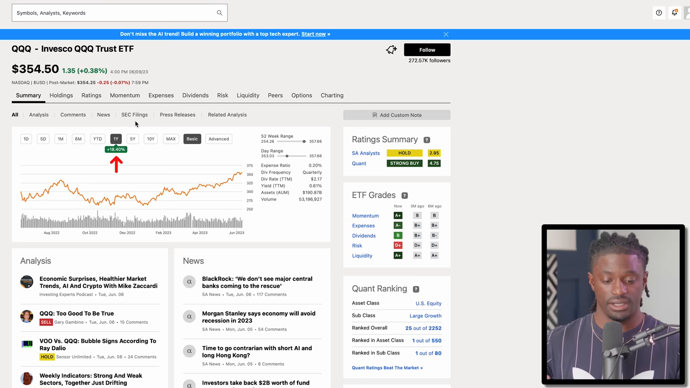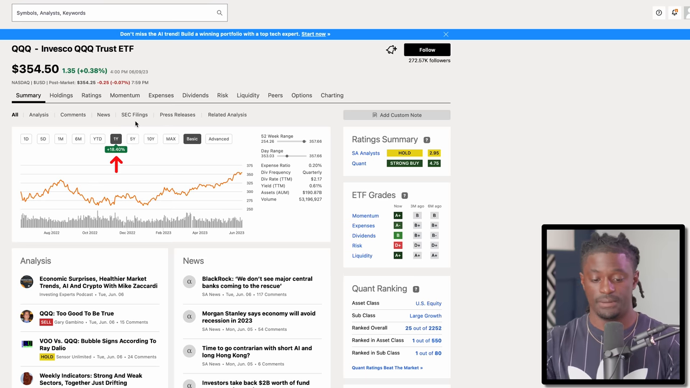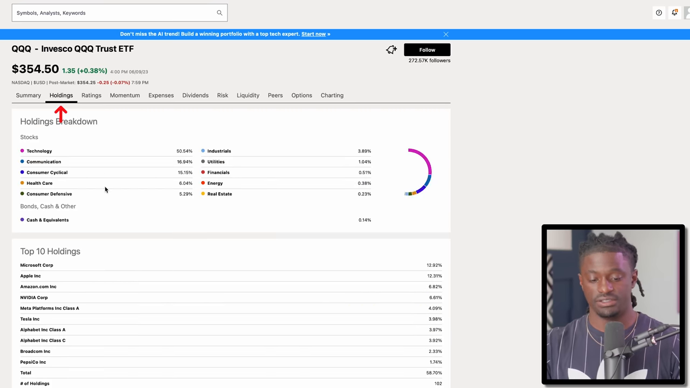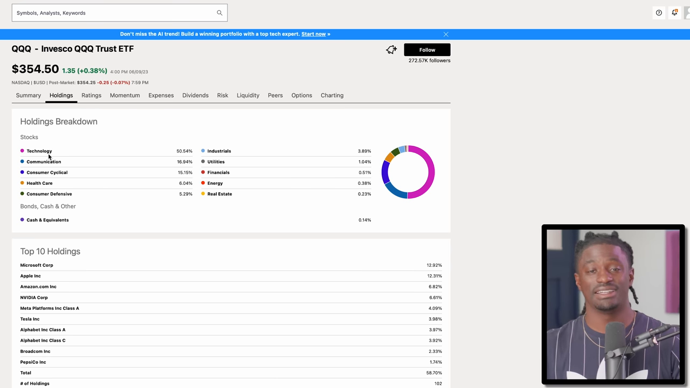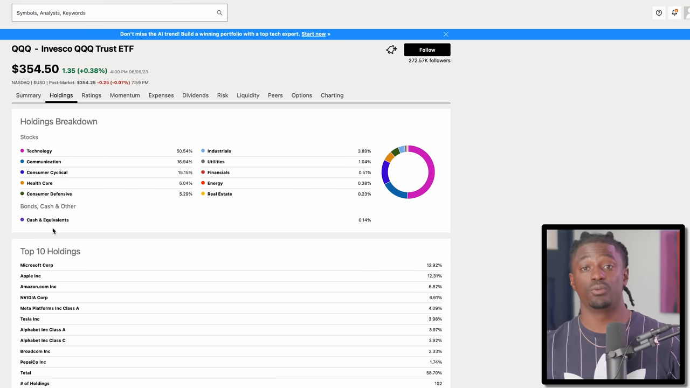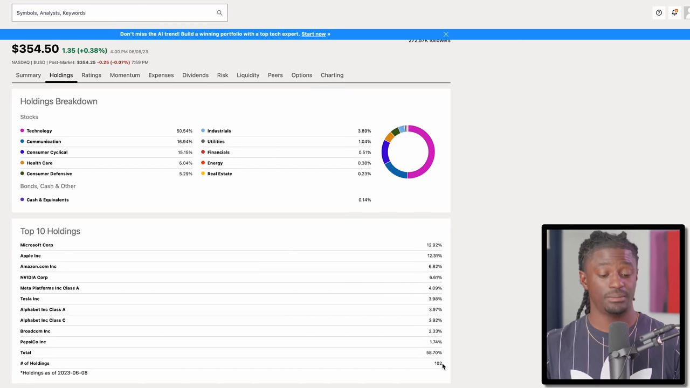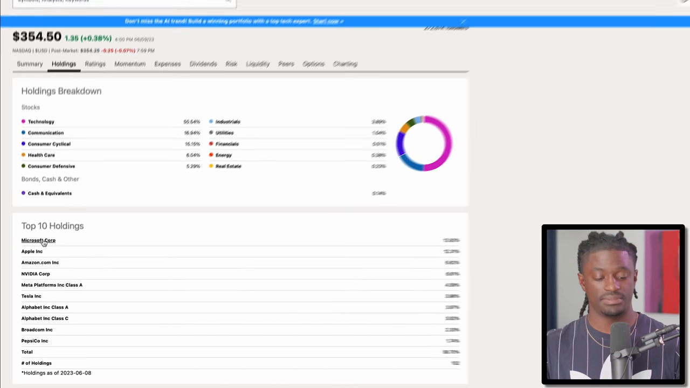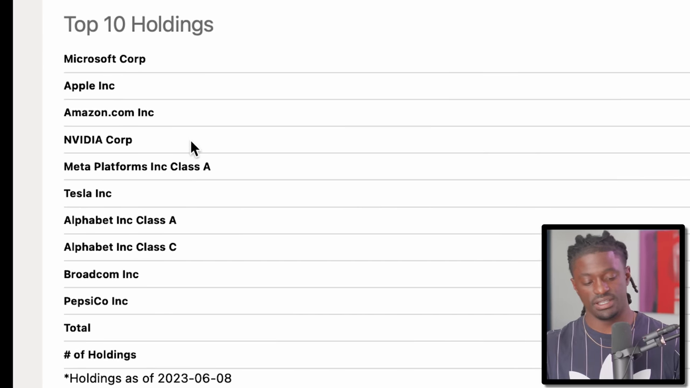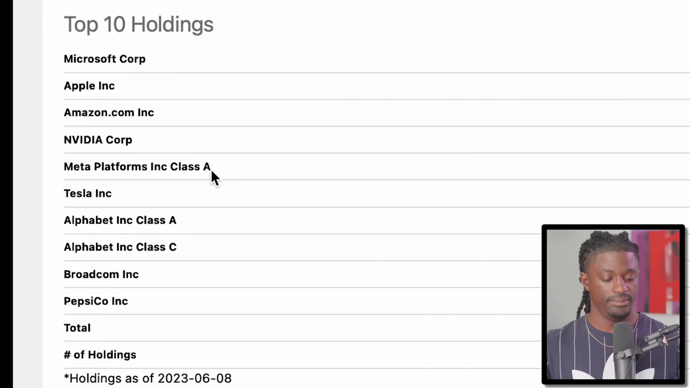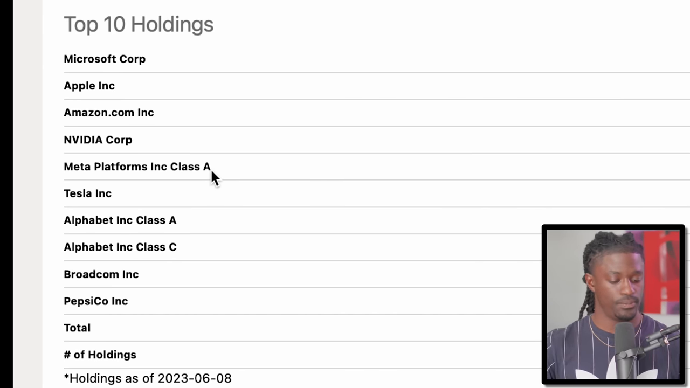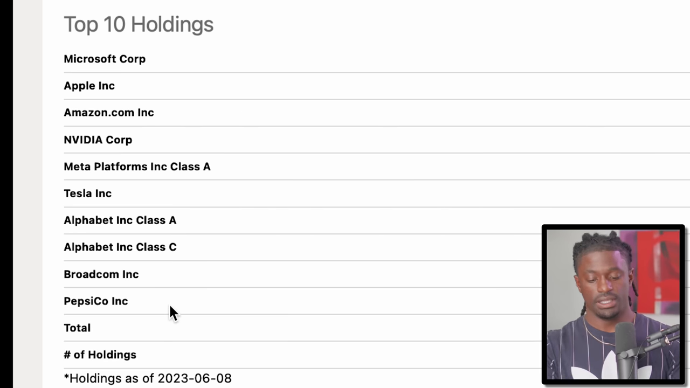Now, over the last year, they're up 18.4%. And if we take a look at their holdings, as you guys can see, 50% of their holdings is inside of technology, which is exactly what I was looking for. They hold 102 different companies inside their portfolio, and their top 10 would be Microsoft, Apple, Amazon, Nvidia, Facebook, aka Meta, Tesla, Google, Broadcom, PepsiCo, and other companies.